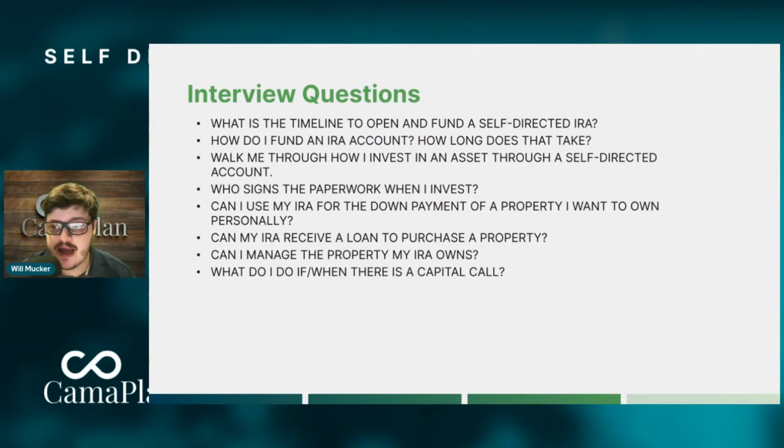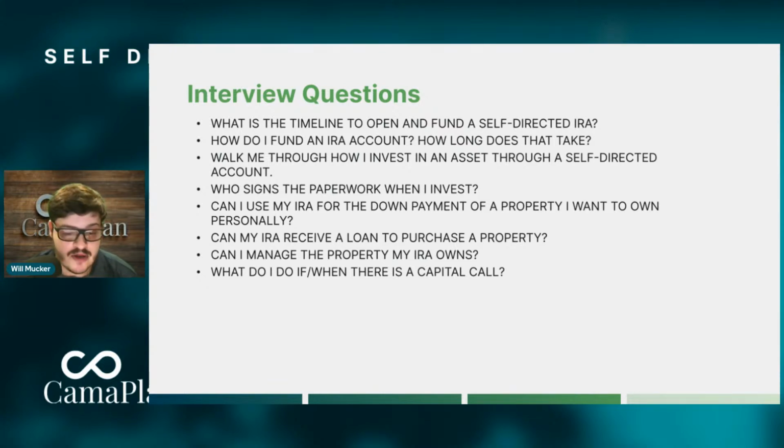Next question, can my IRA receive a loan to purchase a property? Your IRA can actually receive financing for an investment you want to make out of the IRA. However, it can't be through your traditional financing sources. It has to be through what's called a non-recourse loan. For those unfamiliar with non-recourse loans, the IRA is a separate entity from yourself, so you can't personally guarantee it. And the only recourse the lender has is usually to go after that property that the loan is secured to.